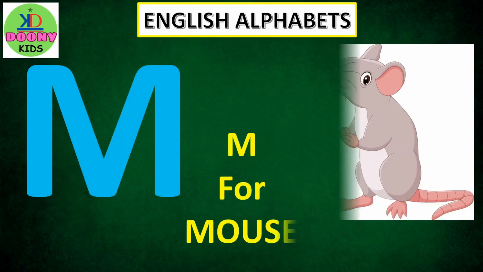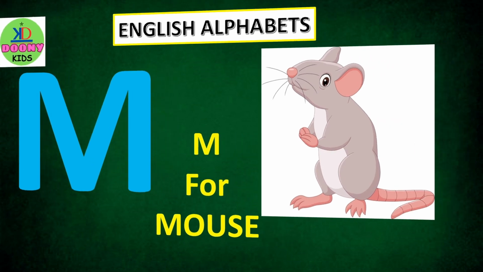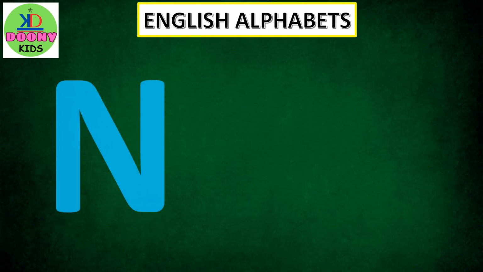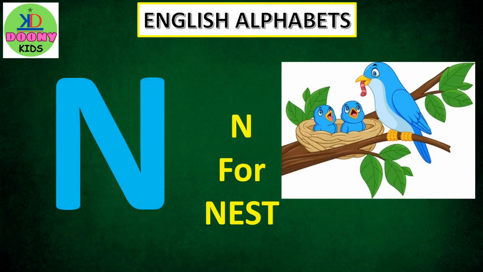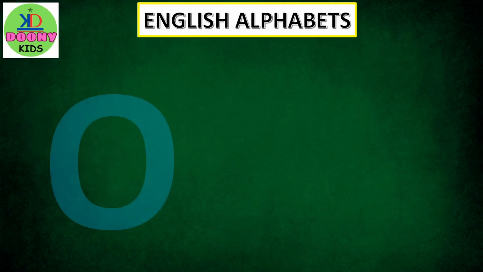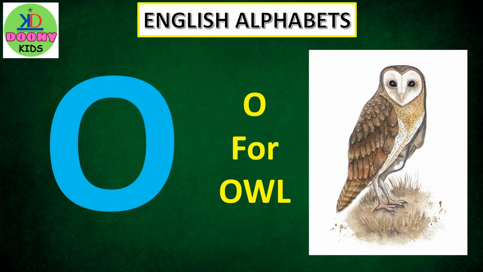M. M for mouse. M-O-U-S-E. Mouse. N. N for nest. N-E-S-T. Nest. O. O for owl. O-W-L. Owl.